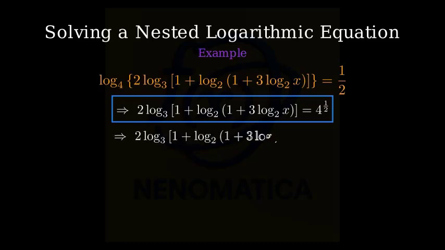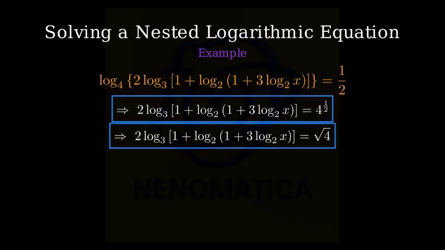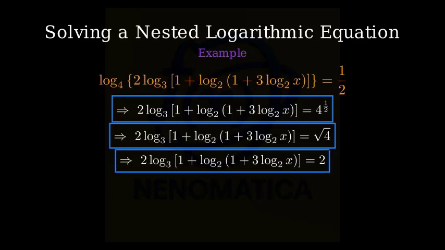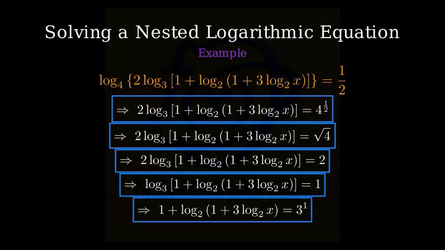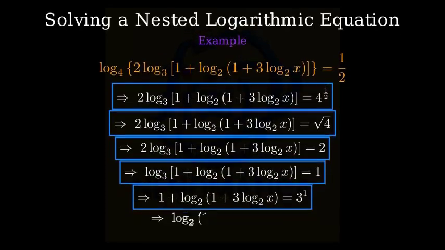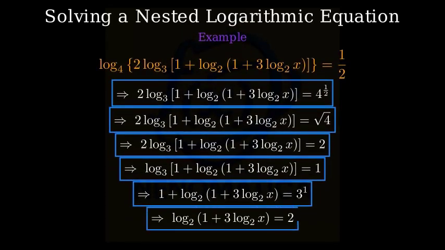Step 2. Replace 4 to the 1/2 by the square root of 4. Step 3. The square root of 4 simplifies to 2. Step 4. Divide both sides by 2 to isolate the base 3 logarithm. It equals 1. Step 5. Convert the base 3 logarithm to exponential form. The inside becomes 3 to the first power. Step 6. Since 3 to the first is 3, subtract 1 from both sides.